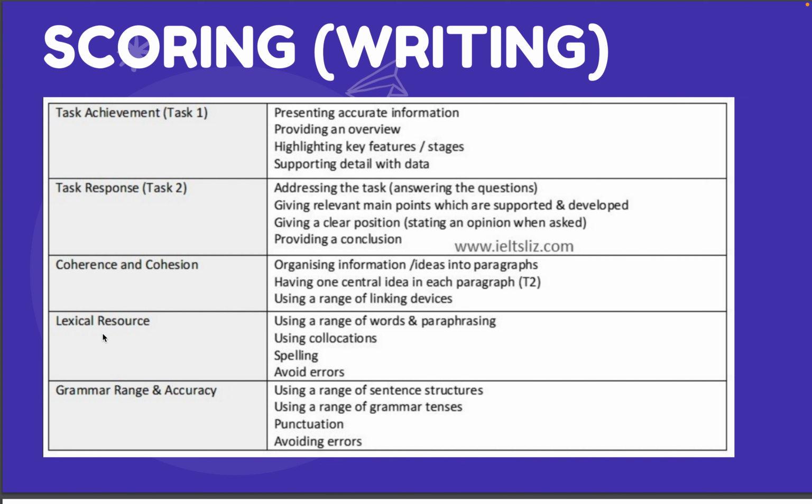Again, it's the same vocabulary. So you should be using good words. You should not be using the same word again and again. You should be writing correct spellings of those words, and then you should also be doing proper paraphrasing wherever it is needed. The fourth and the last criterion for grading your writing part is your grammatical range and accuracy.